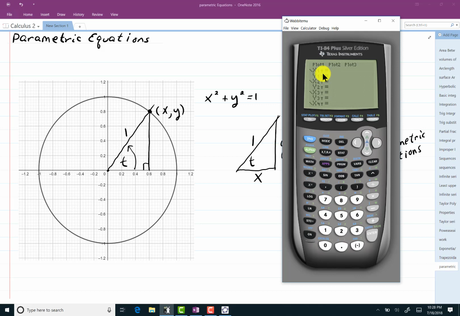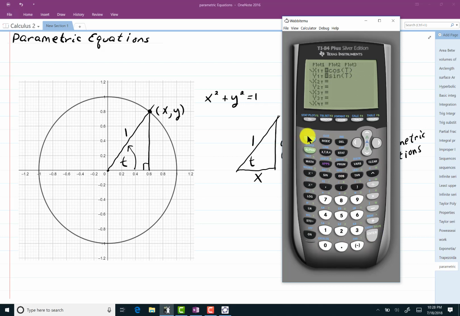For x1, we had cosine of t, so I'll write in cosine. And when you change to parametric mode, when you hit the X button that usually gives you an x, it'll now give you a t. Hit enter. And for y1t, put in sine of t. And this is what we're going to graph.